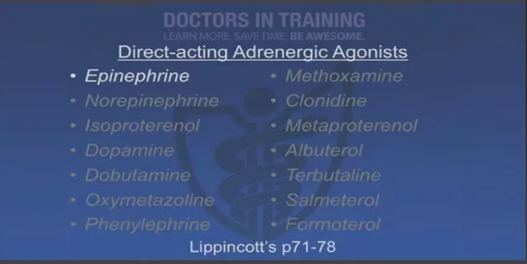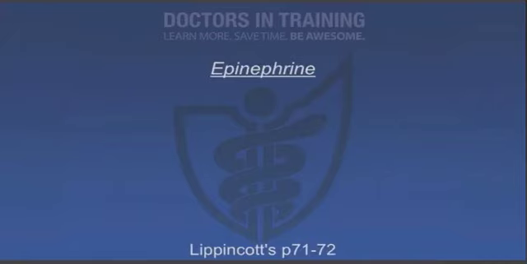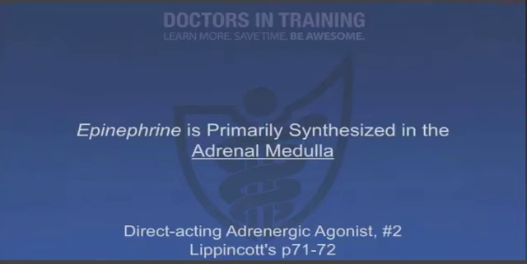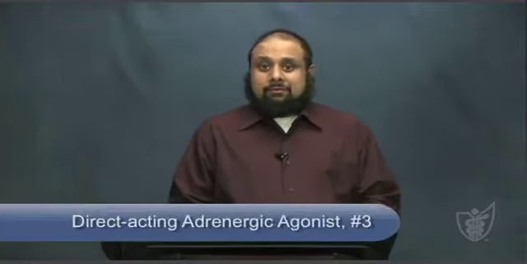These drugs include epinephrine, norepinephrine, isoproterenol, dopamine, dobutamine, oxymetazoline, phenylephrine, methoxamine, clonidine, metoprolol, albuterol, terbutaline, salmeterol, and formoterol. We're going to start with epinephrine, kind of the penultimate adrenergic agonist, all right? Epinephrine is a catecholamine that's synthesized again from tyrosine, and it's primarily synthesized in the adrenal medulla. It interacts with both alpha and beta receptors.